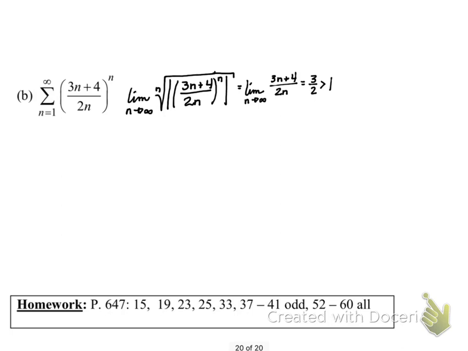And when we take the nth root of the next series, we see that that limit, the nth root of that, is 3/2, which is bigger than 1. Therefore, that series diverges by the nth root test.